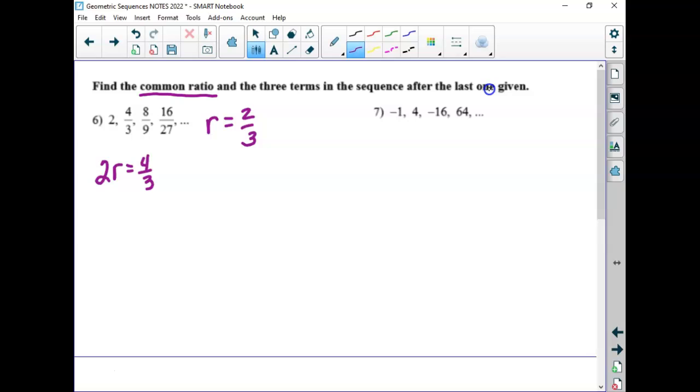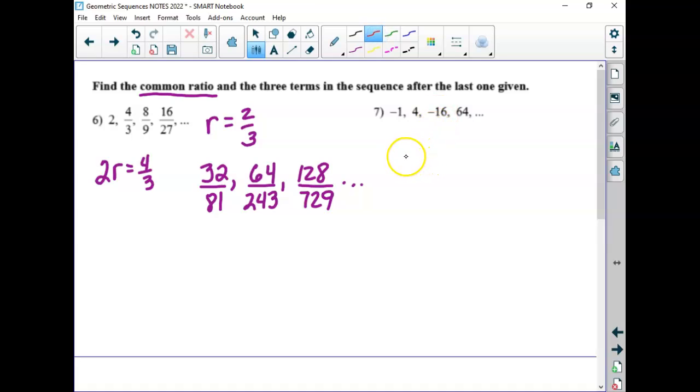We're supposed to find the next three terms. So after 16 over 27, if we multiply the top by 2, we'd get 32, by 2 again would be 64, by 2 again would be 128, I think. What about the bottom, though? 27 times 3 is? And then times 3 is maybe 243. And then times 3, 729. How did I do? Okay. Pretty sure I won't be able to do that a year from now. My little retired brain will not know those facts anymore.